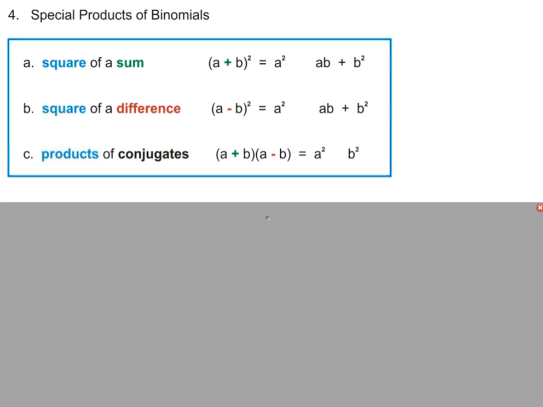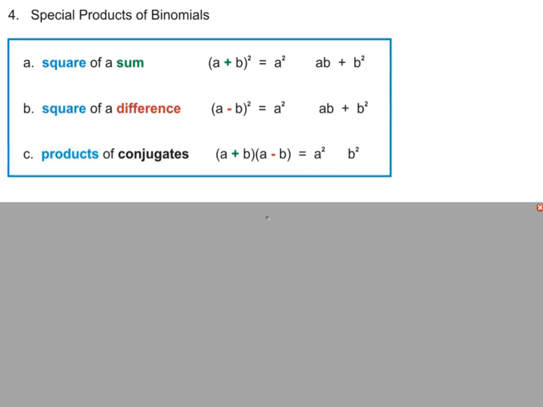All right, this next section are a couple patterns that you're supposed to learn. And to be honest with you, the patterns can give you a little bit of a shortcut in solving some of these. And you should learn the patterns, but you can also simply distribute. All right, well, let's go through the patterns, and then I'll show you how we'll use them.